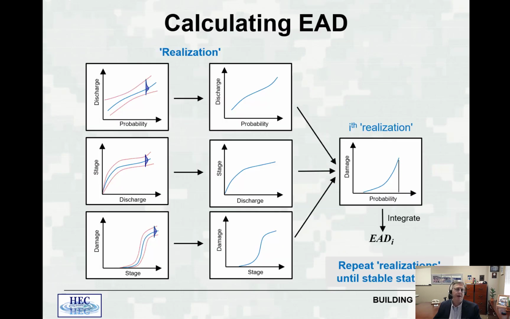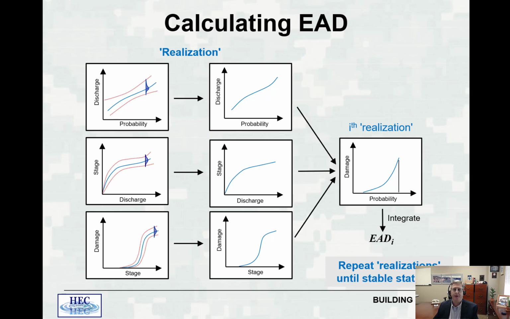So what we talked about here is the plan formulation and evaluation process, and ultimately what you're going to get is you're going to get discharge probability relationships or flow frequency relationships for each damage reach, as we just discussed in the previous slide. You're going to get stage discharge relationships at each of those damage reaches. You're going to get stage damage relationships with their uncertainties at each one of these damage reaches.